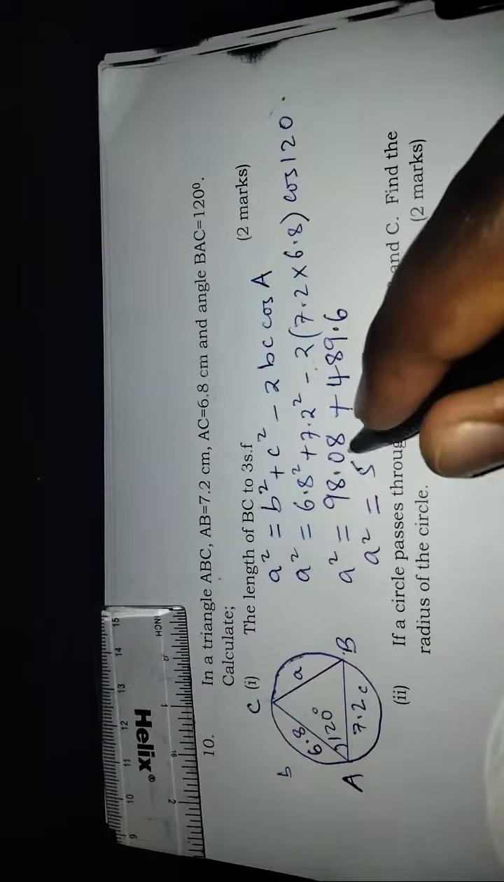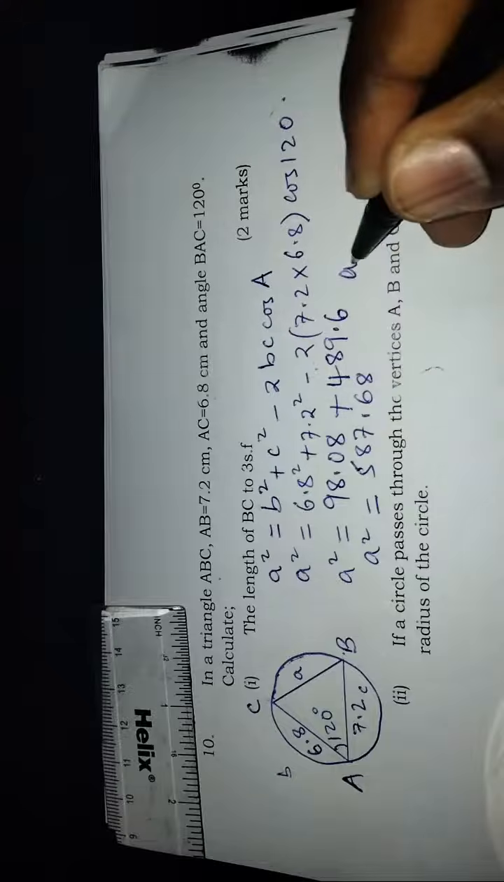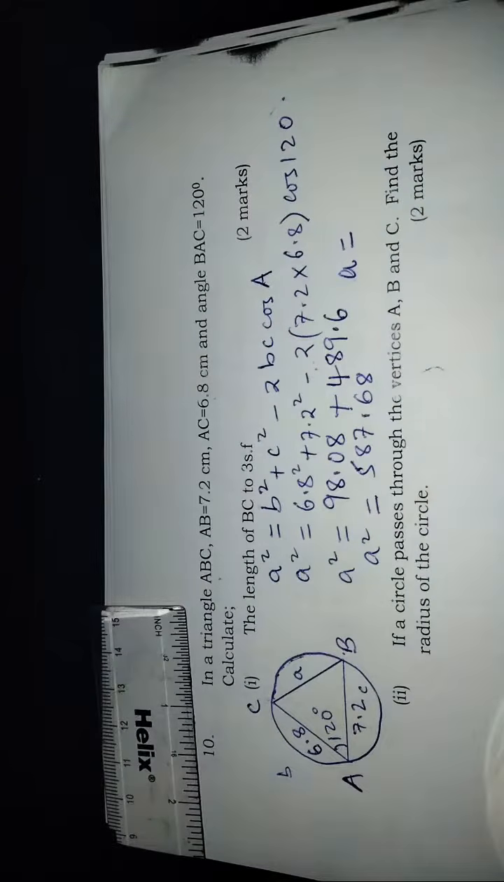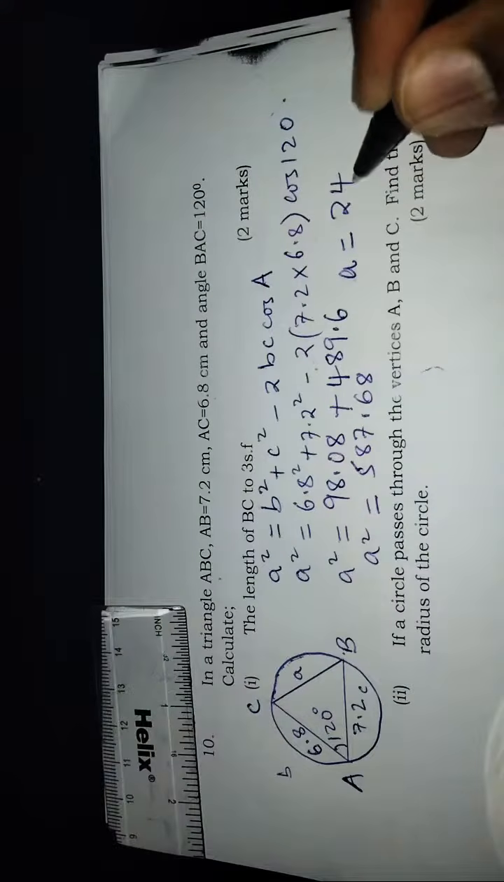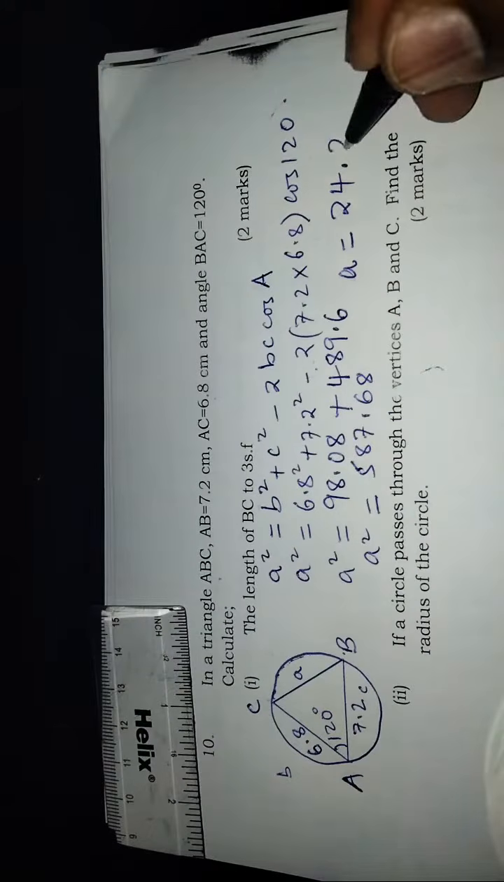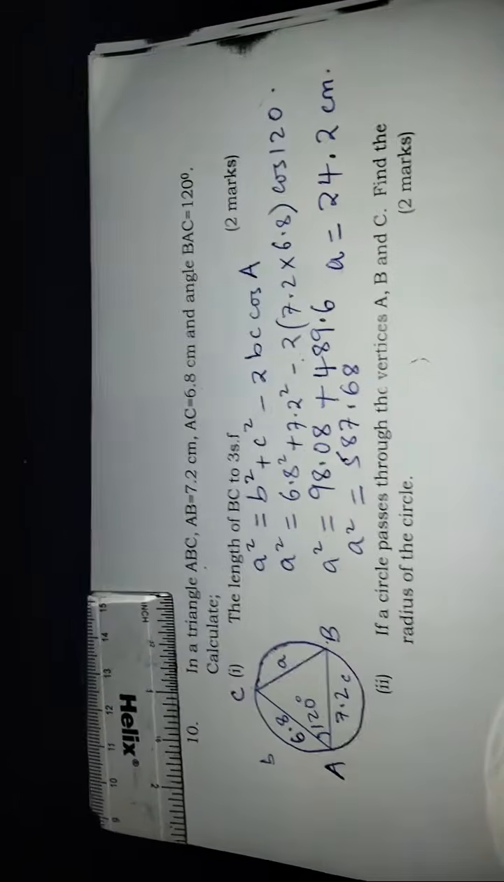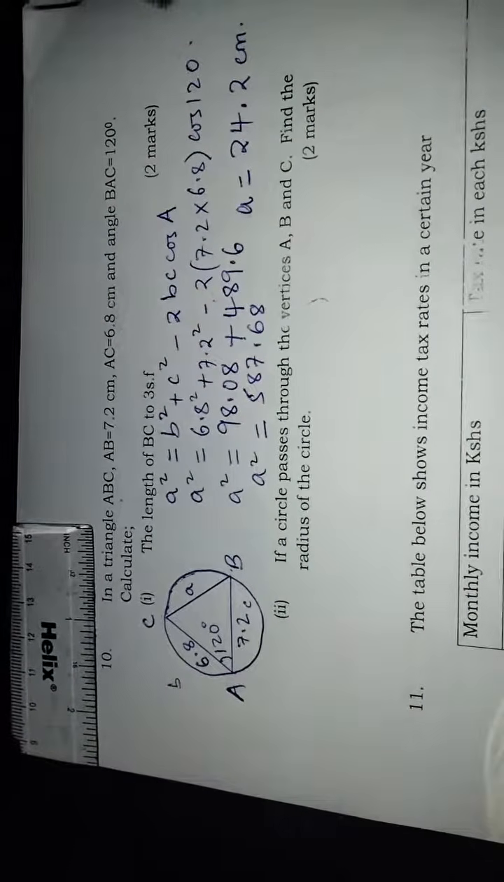to 489.6. This gives us 587.68. So the value of A will be the square root of this value, which is 24.24, but we are doing it to 3 significant figures, so it will be 24.2. Yeah, that is the length. Those are 3 significant figures according to the instructions.